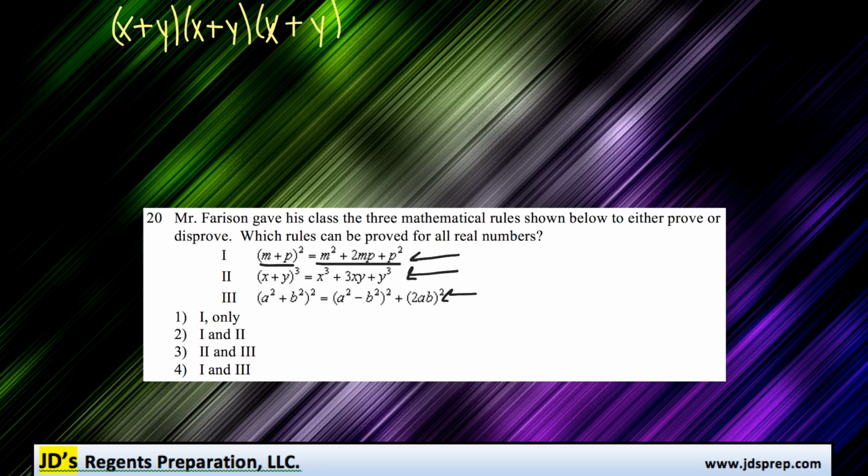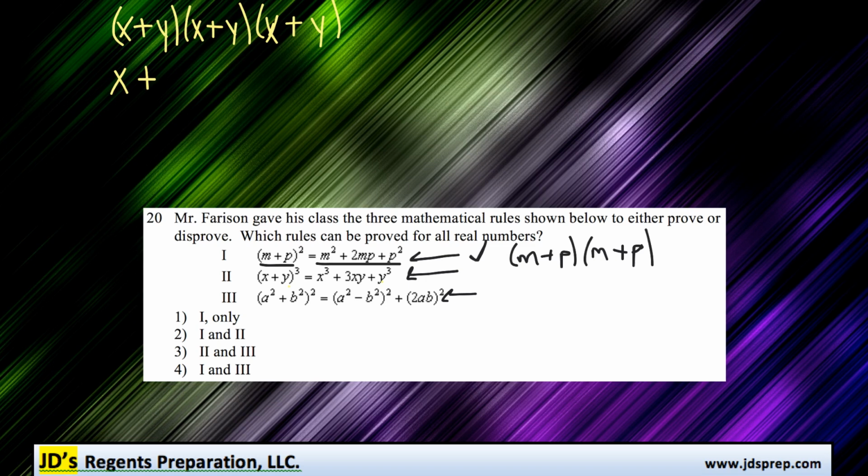Hopefully you can identify pretty quickly that that is always going to be the case. You can double check that yourself by using the FOIL method. If you did m plus p multiplied by m plus p, you would get that expanded form. I'm not going to bother showing you that because it's pretty straightforward. All right, for the second one, we're going to test out expanding x plus y cubed to see if we get the right-hand side here.